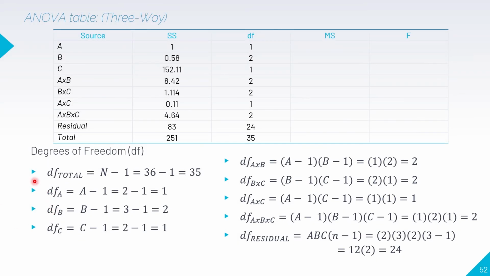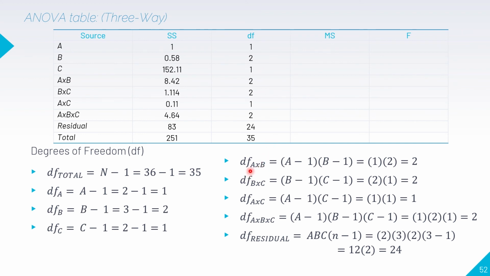Now in finding our degrees of freedom, it's the same as we did earlier. We just need to find the df total by N minus 1. In this case, we have 36 minus 1, so we have 35 as our df. Our df A, A minus 1, we have 2, right? Minus 1 equals 1. Our B, we have 3 minus 1 equals 2. Our C, we have 2 minus 1, we have 1. So let's put it there: 1, 2, 1.